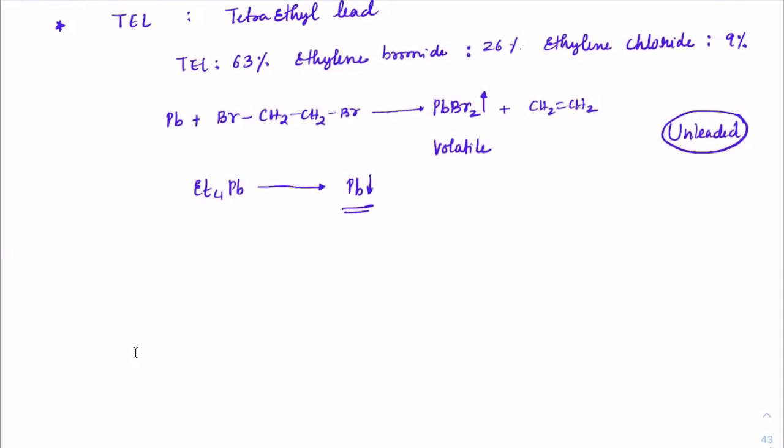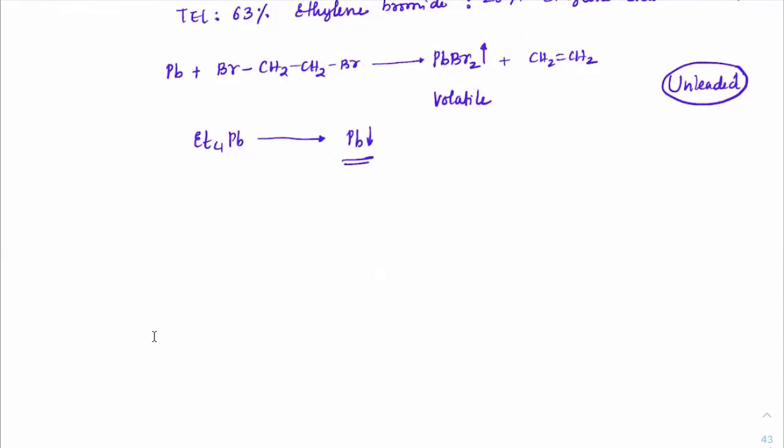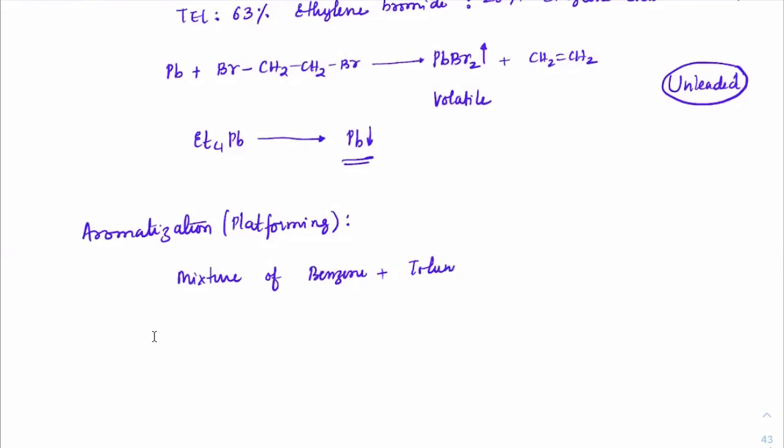Now, what are the other methods by which we can use anti-knocking agents, or what are the other forms of anti-knocking agents? I'll just take the latest one, which is more useful. This is called BTX, also known as aromatization. In industrial name, this is called platforming. Basically, it's a mixture of benzene, toluene, and xylene. So it is called BTX. You may have seen a lot of advertisements saying BTX technology.